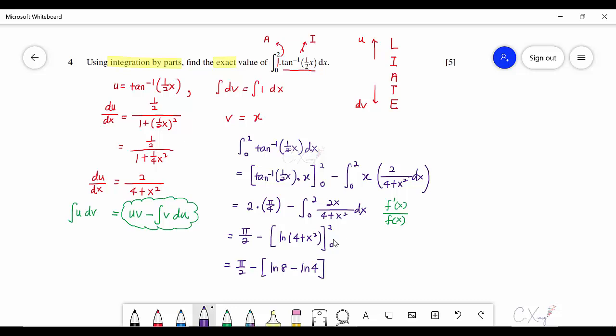Okay, then if you further simplify, you're having pi over 2 minus ln 8 divided by 4. Okay, because ln 8 minus ln 4 means ln A minus ln B, so it will become ln A divided by B. So I'm having 8 divided by 4. Eventually you further simplify again, and you are having pi over 2 minus ln 2. So I think this is the most simplified answer that I can get for the exact form of the answer.